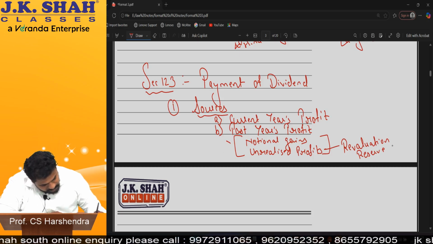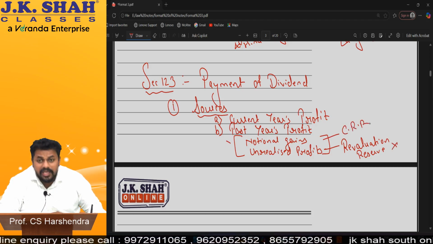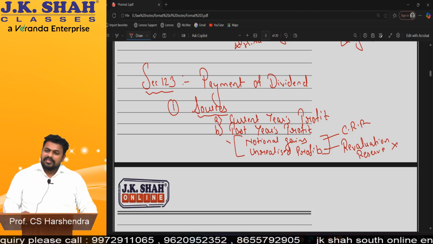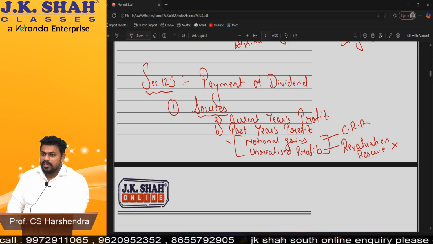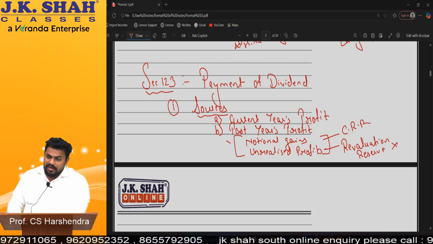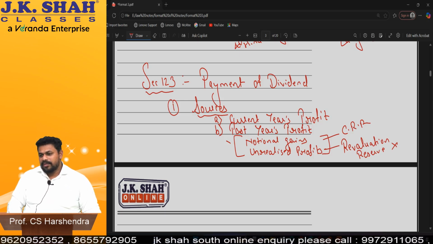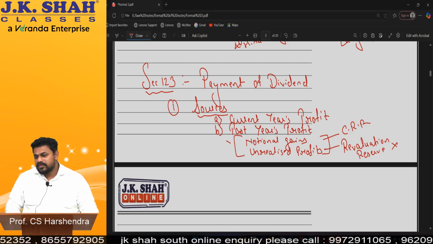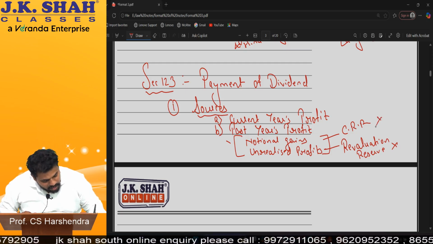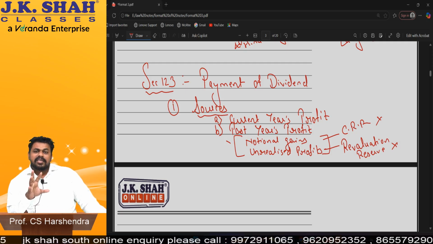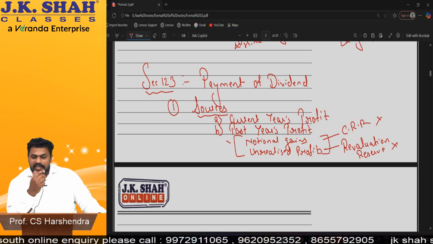Similarly, notional gains, CRR, capital redemption reserve. Have you heard about CRR? CRR cannot be utilized. I hope everyone has heard about CRR. Where CRR comes, have you done this lesson in accounts? When is AGM conducted? Generally in the month of September. I'll talk about that in lesson number 7 properly. So CRR also cannot be utilized. CRR is created, you might have studied, when you do redemption of preference shares. Yes or no? At that time CRR is created.